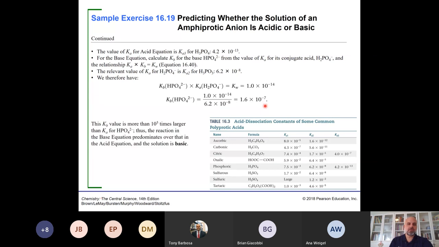So the next part is simply to compare these two. We compare the Ka and the Kb, and we see that the Kb is a larger number, so this is going to be a basic solution. All right. You can see here, obviously, I'm running over a couple minutes, sorry. You can see we end up with an overall basic solution here because this amphiprotic anion ends up with a stronger Kb in solution.